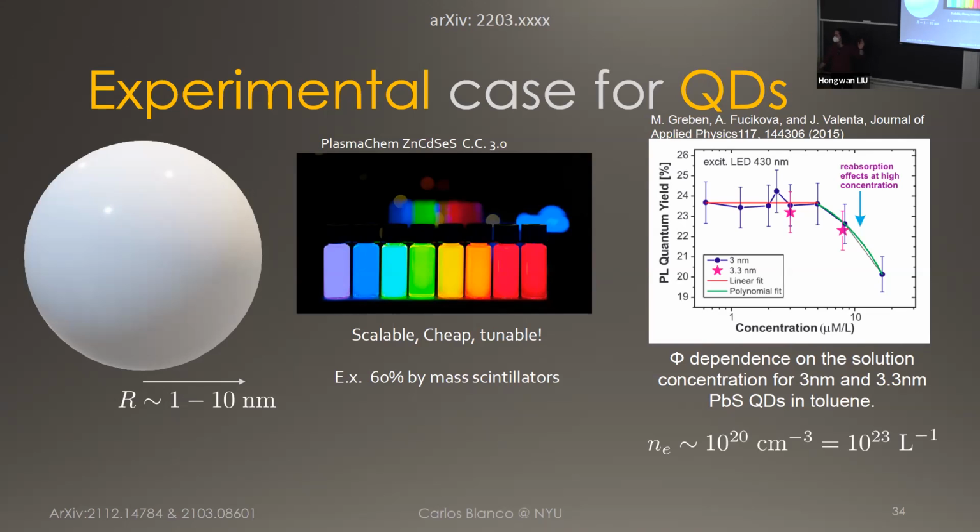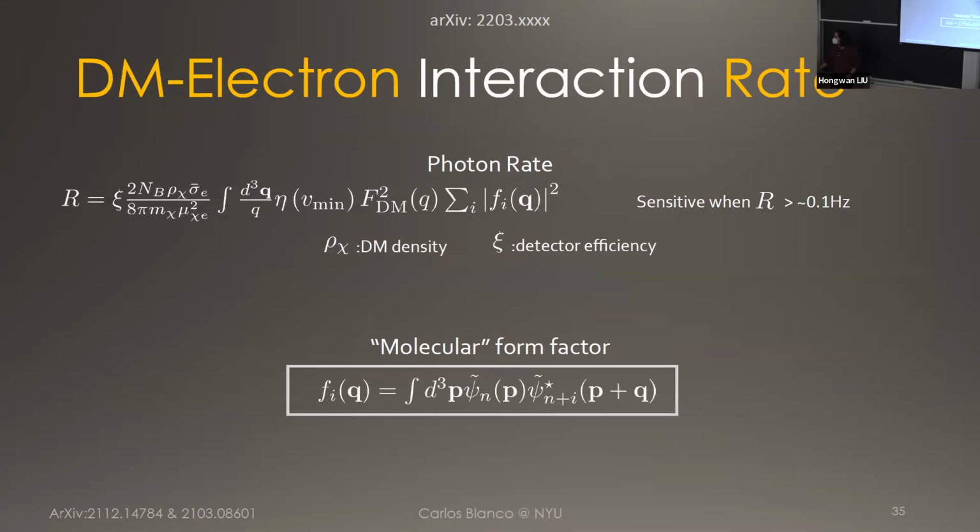What's more is that their bulk quantum yield for photoluminescence, right? The probability that you'll get that signal out of a bulk is quite high. It remains at like 24%, even at pretty significant concentrations. And if you wanted to deposit these into solids, you can. You can load them at like 60% mass, massive scintillator, into plastic matrices. Okay, so the game is the same. It really comes down to calculating now the molecular form factor for these man-made molecules.